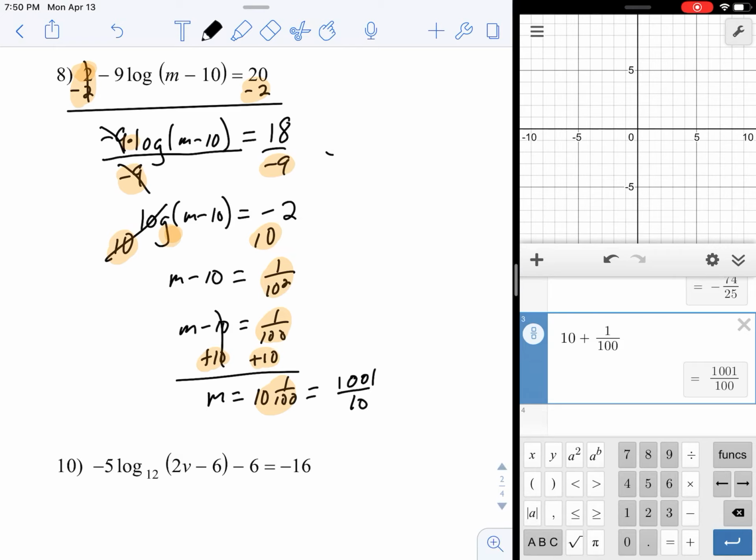So 10 and 1/100th. And then do it on the calculator. It's 1001 over 10. So, oh, my struggles. I'm sure you care a whole lot, right?